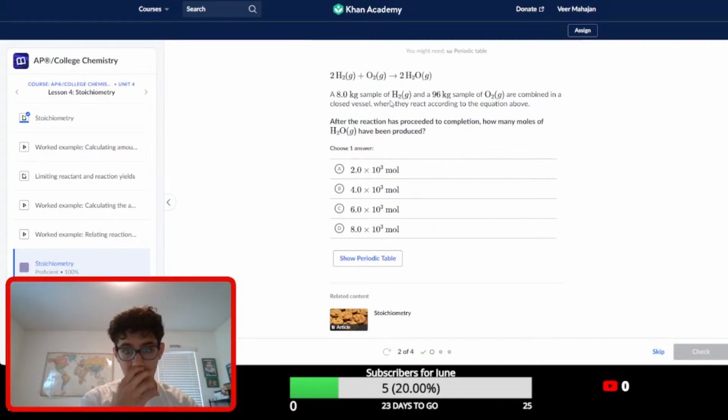Okay. An 8 kilogram sample of hydrogen gas and a 96 kilogram sample of oxygen gas are combined in a closed vessel where they react according to the equation above. Okay, so 96 kilograms of O2 means how many moles have been made? Oxygen has a molar mass of 16 grams per mole. So okay, let's just do everything in grams, and then we'll multiply by 10 cubed to get it to kilograms later. So just ignore the 10 cubed for now.